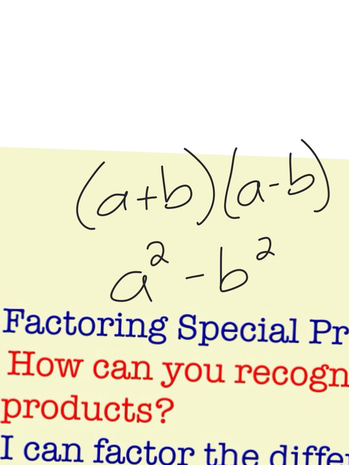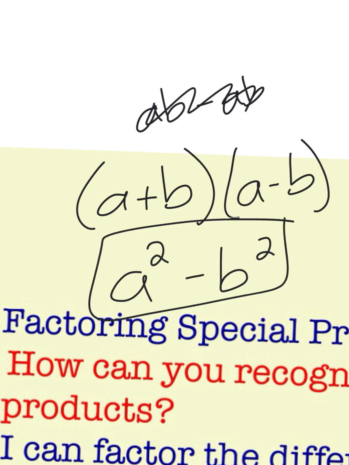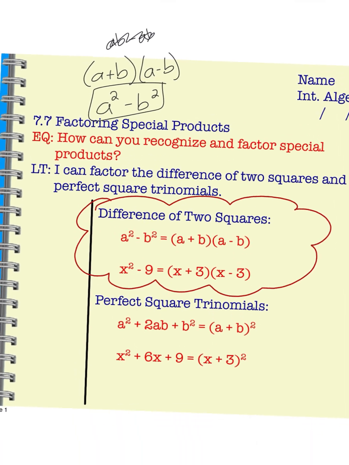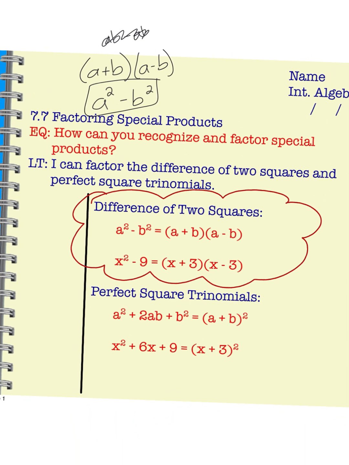Now, way back in 7.3 when we did that, we showed the box method and how you would actually have a positive first and second term, the positive product, and then a negative product, and then they would cancel out. So this pattern would always work with that sum and difference pattern. Today, we are going to learn the inverse of that.